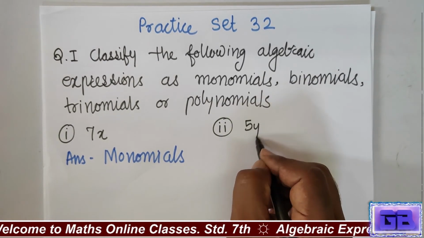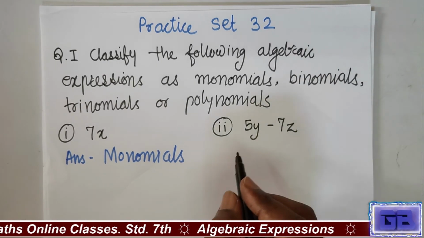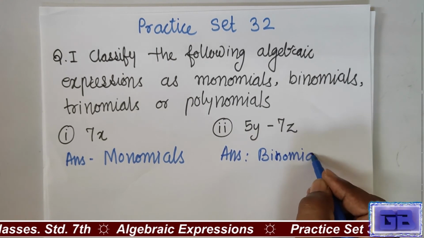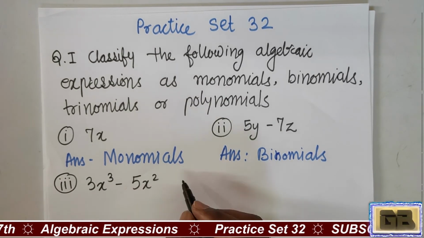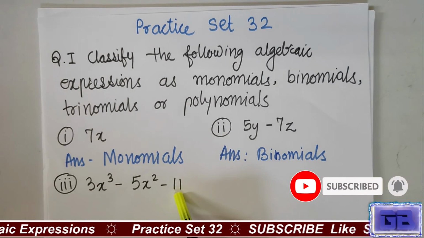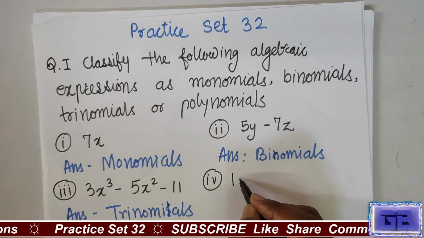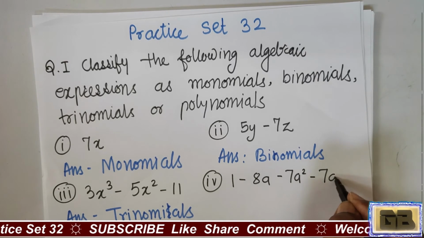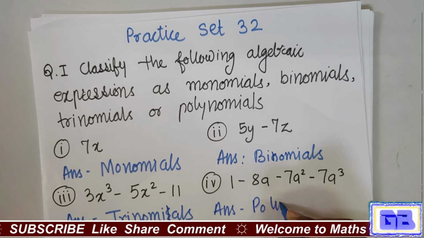Second example, 5y minus 7z. This algebraic expression has two terms, hence the answer is 5y minus 7z is a binomial. Number 3, 3x cube minus 5x square minus 11. 1, 2, 3. Three terms, trinomial. Number 4, 1 minus 8a minus 7a square minus 7a cube. 1, 2, 3, 4. Four terms, polynomial.